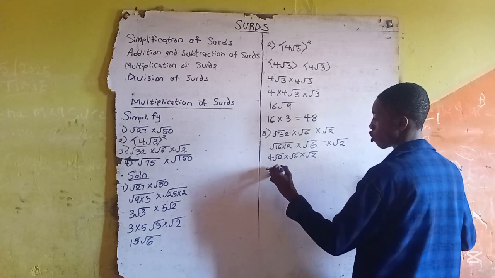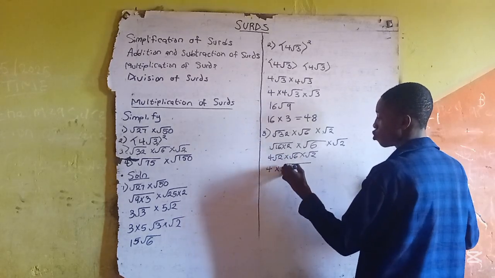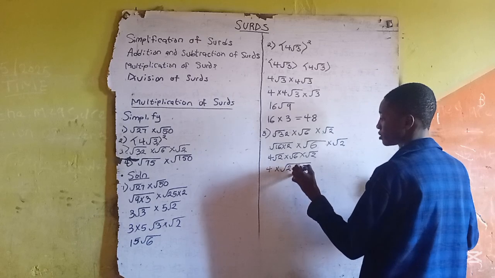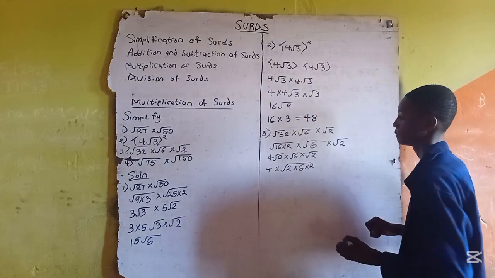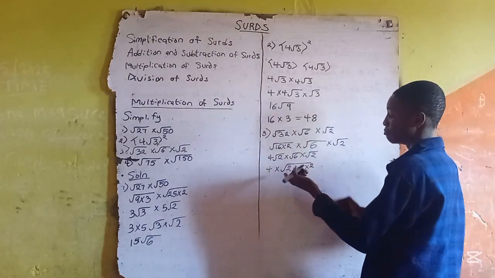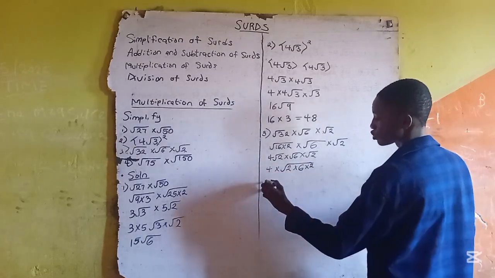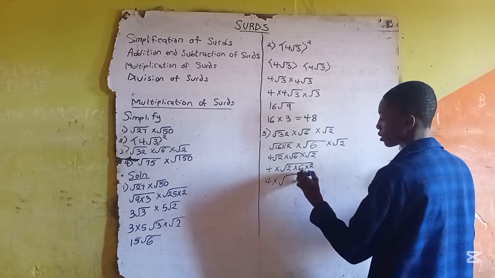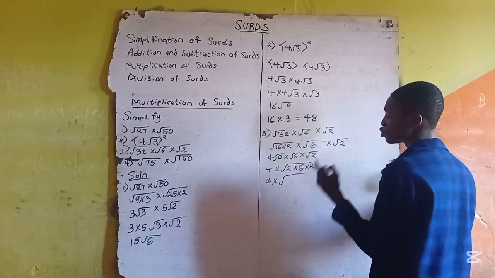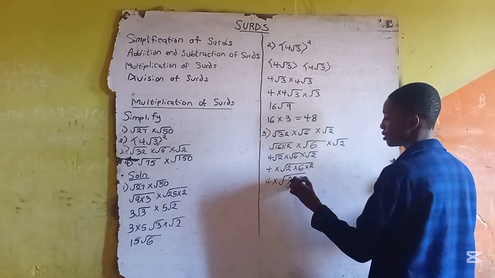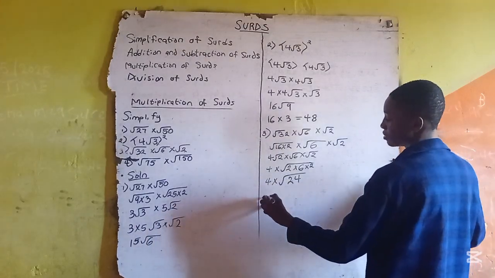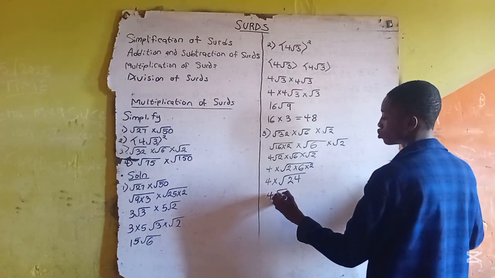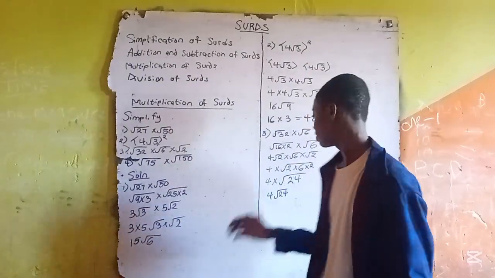So 4 multiplied by 2 times 6 times 2. I write everything under a bigger root. So 4 times 2 times 2 times 6 is 12, and 12 times 2 is 24. There's an invisible one here. It will now be 4 root 24. For the fourth question, this is our answer.